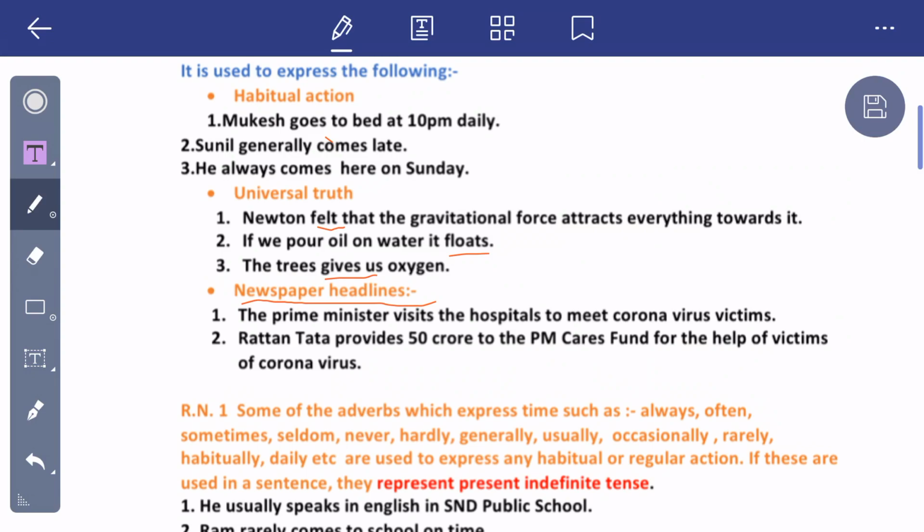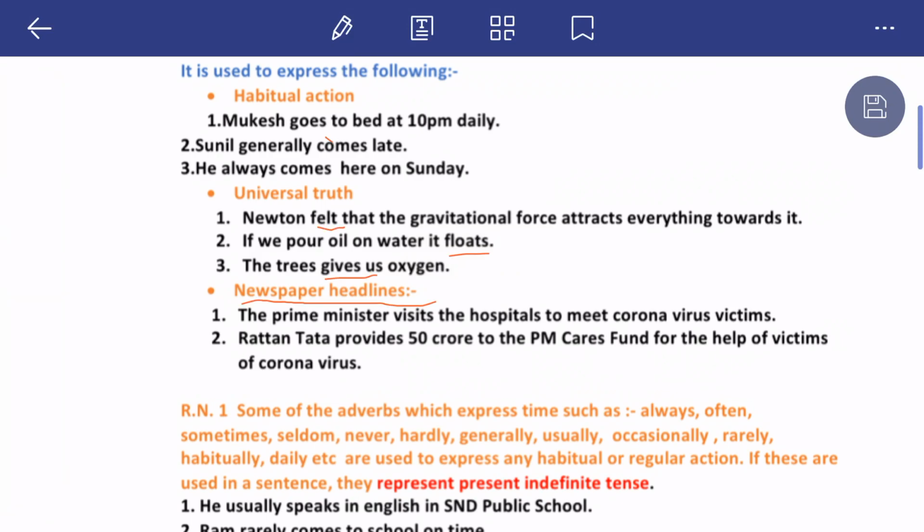Beta, these are headings and the content will be given inside it. So the content can be in any tense, but the main heading that is given in bold letters on the upper side of any paragraph, that heading will only be in which tense? Present indefinite tense. I hope it is understood to you up to now.